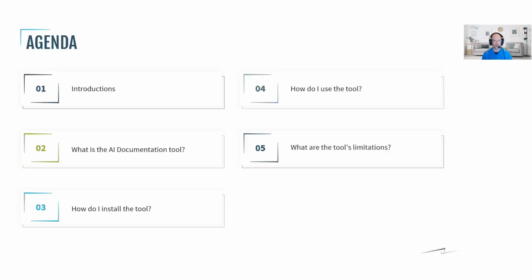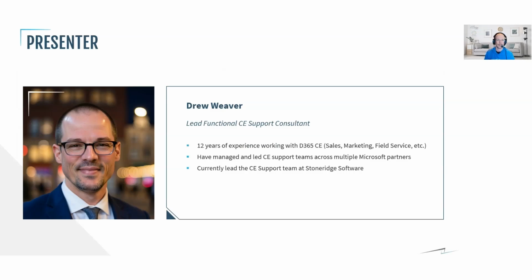Let's take a look at our agenda. I'll do a more detailed introduction of myself, and then we'll jump right in and talk about, okay, what is this AI documentation tool? What does it do? What can we use it for? If that piques your interest, we'll talk about how do I install the tool in my environment. Once it's installed, we'll look at how do I use the tool, and then we'll check the outputs of that use of the tool. And then we'll talk a little bit about the tool's limitations. So we're going in with eyes open and just so we know what it can do and cannot do at this point.